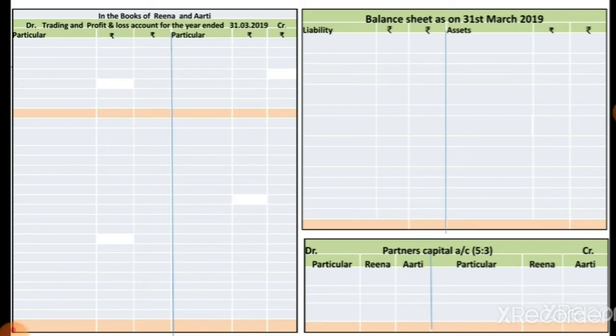Here we combine both accounts, the trading and profit and loss account, in ledger format, and along with this we prepare the balance sheet as on 31st March 2019. The left hand side shows the liabilities and the right hand side the assets. Along with this it is necessary to prepare the partners' capital accounts, where the partners are Reena and Aarti.